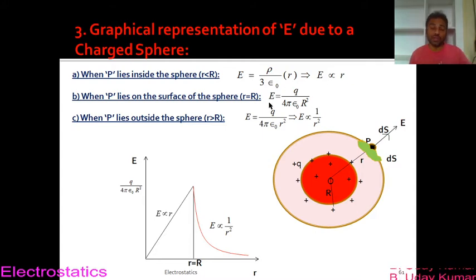On the surface of the conductor it was Q by 4 pi epsilon 0 capital R square. Even here on the surface of the sphere you will have Q by 4 pi epsilon 0 capital R square, which is constant. Whereas outside this sphere E is inversely proportional to R square. So these two formulas are the same. But this value was 0 for the conductor, whereas in this case E is not 0; rather it is directly proportional to R, so that is represented with a straight line here. Okay, fine. So let us move on to our next one.